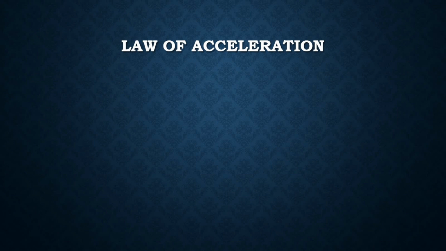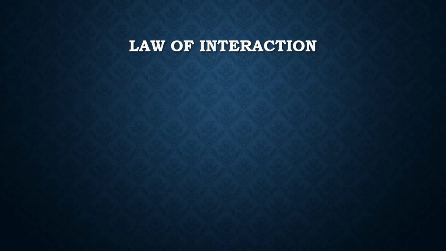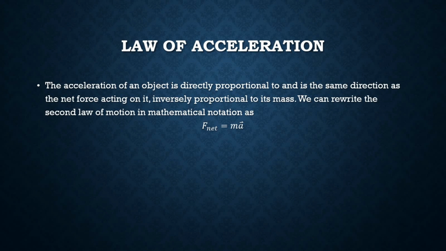Next up is the law of acceleration. The acceleration of an object is directly proportional to, and in the same direction as, the net force acting on it. It is inversely proportional to its mass. We can write the second law of motion in mathematical notation as net force equals mass times acceleration, F = ma, where m is mass and a is acceleration. You can say it as F-U-M-A so that it's easy to remember.